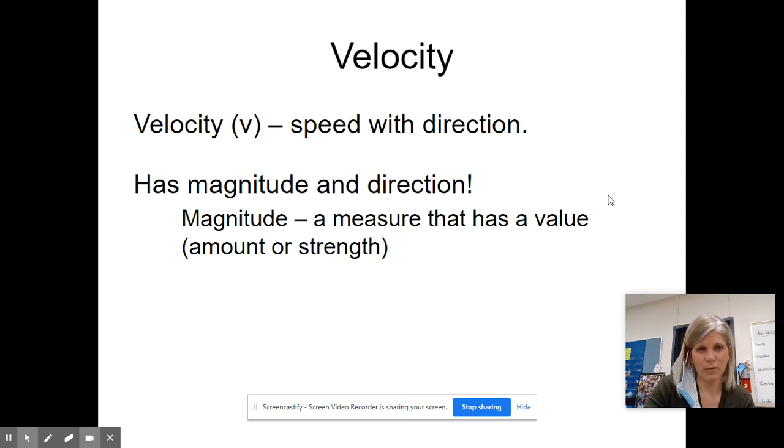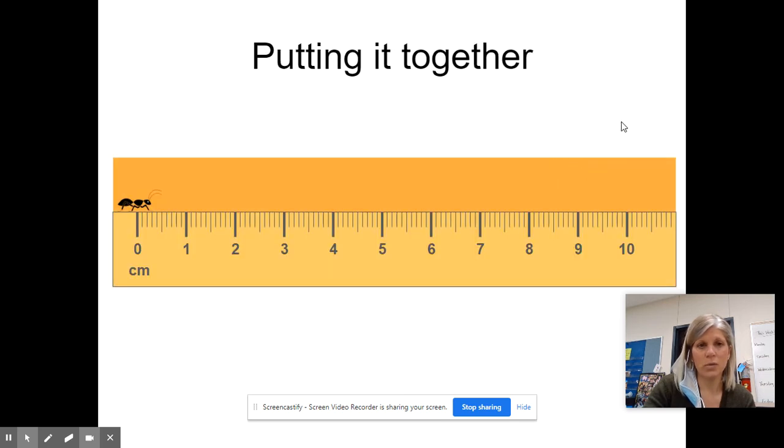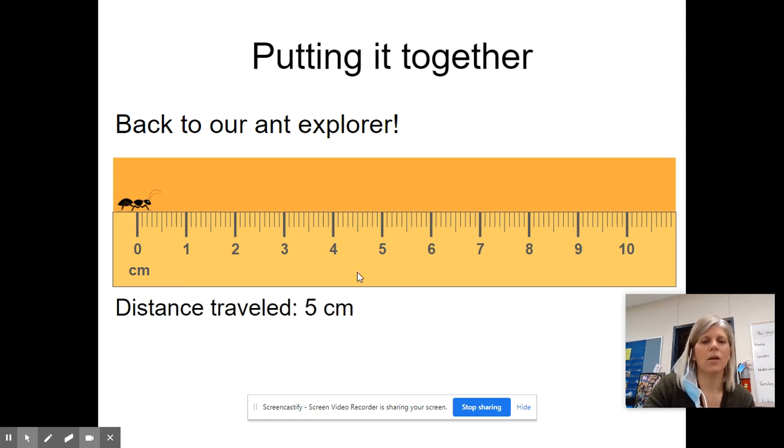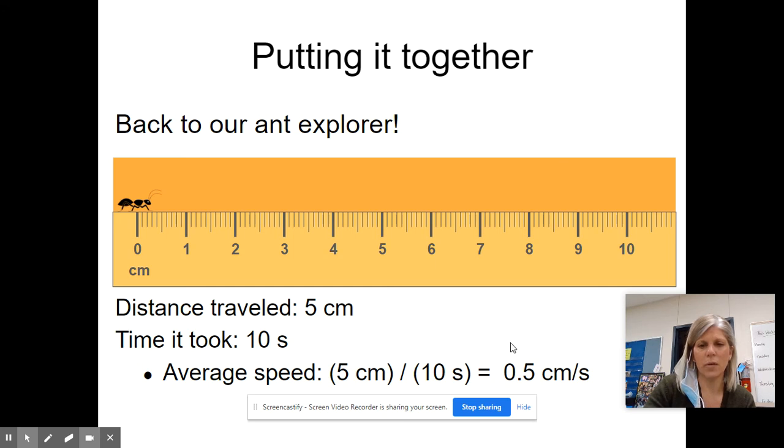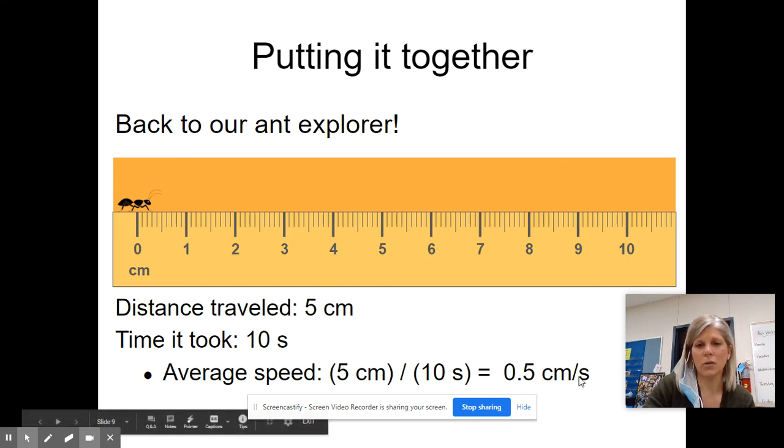Now to talk about velocity for just a minute. Velocity is the same as speed, except you're adding direction. And what that means is that it not only has a magnitude, which is that measurement, but it also has direction. So just like you calculated speed before, if we look at our ant, it traveled 5 centimeters, and the time it took was 10 seconds. Its speed would have been 0.5 centimeters per second.